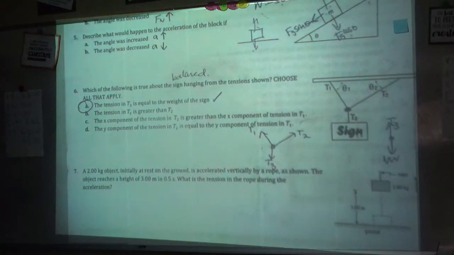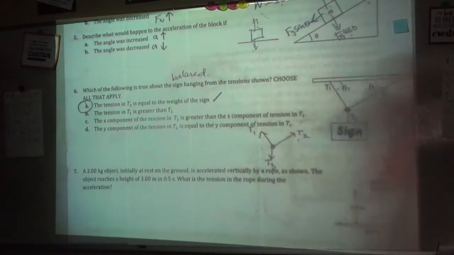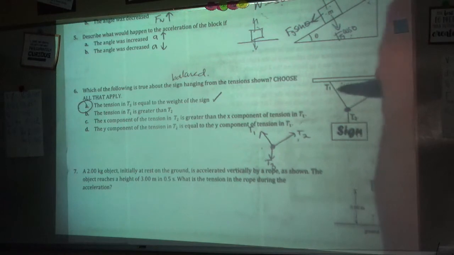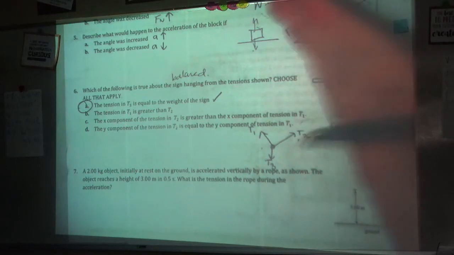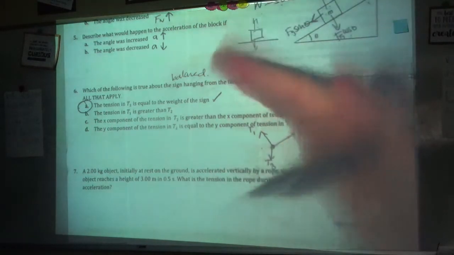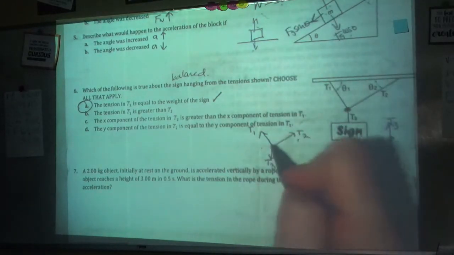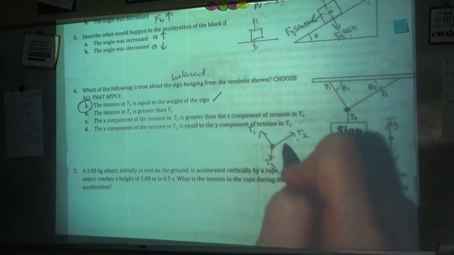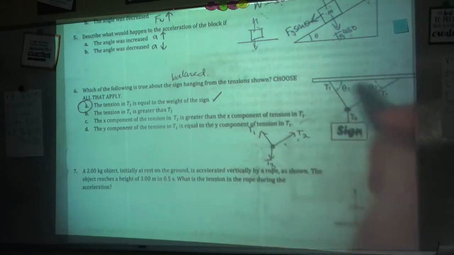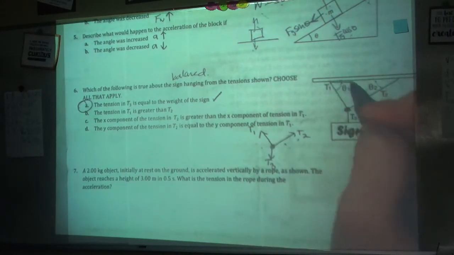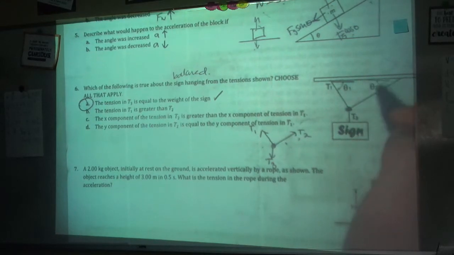Tension 1 is greater than tension 2. So let's look at tension 1 and tension 2. We don't have any numbers to work with. What we do have is that this is a higher angle. It is steeper. It is more in the up and down direction than the x direction compared to this one. And we know that their x components of their forces have to be equal. So in this case, T1 cosine of the angle is equal to T2 cosine of angle 2.